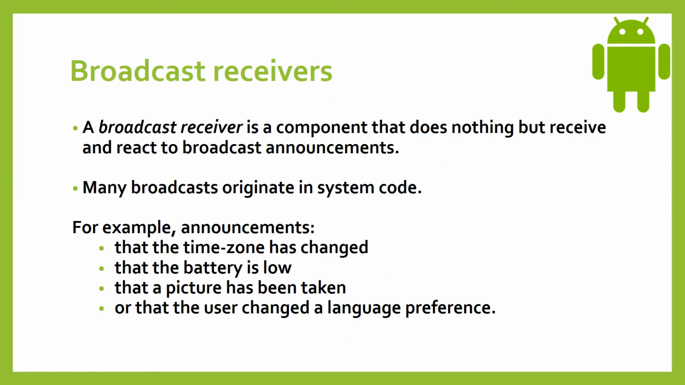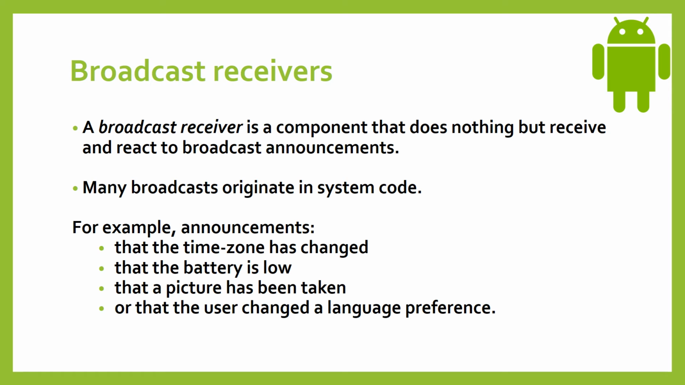Third important component of an Android app is the broadcast receiver. A broadcast receiver is again a very, very important component, which in fact does nothing but just receives and reacts to some broadcast announcements. These announcements originate from the system.